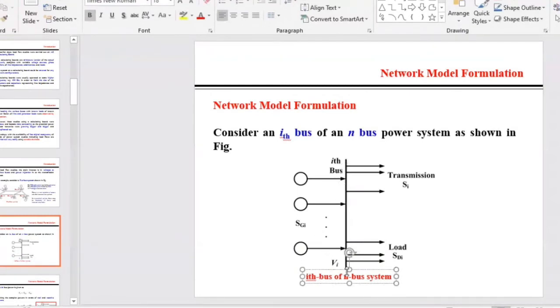This is the ith bus, the thick vertical line, and it has some generating sources supplying complex power, SGI, meaning the generation to the ith bus, and the power is complex. And from the bus we will have some transmission lines, and they will have complex power. So SI, the complex power of the ith bus, and SDI, meaning the complex load demand of the ith bus. So that's the generic representation of the ith bus.